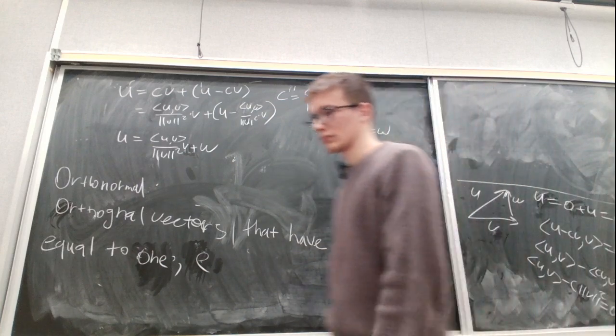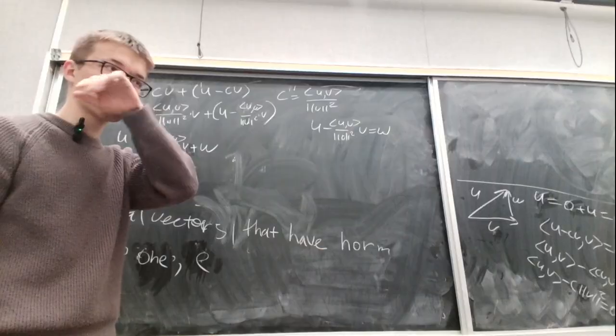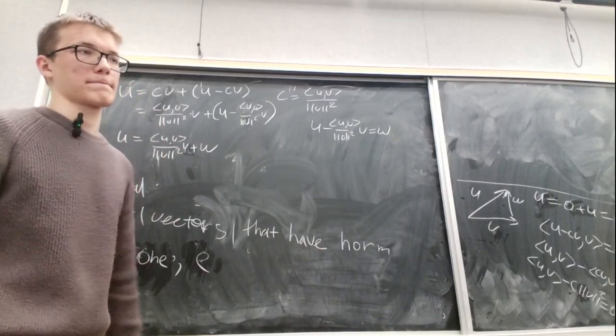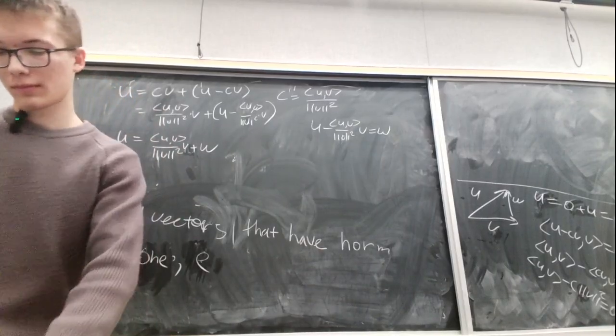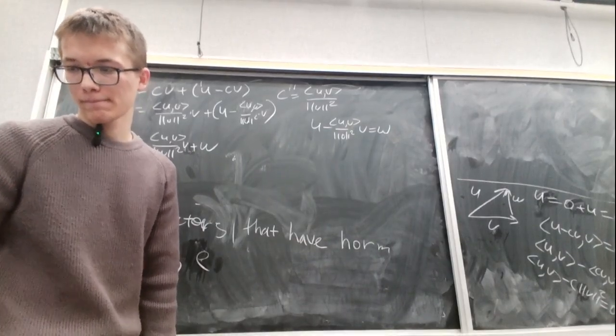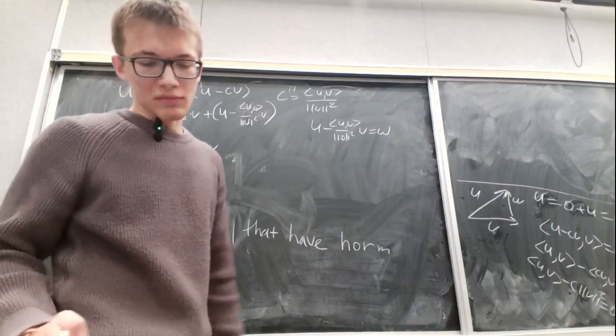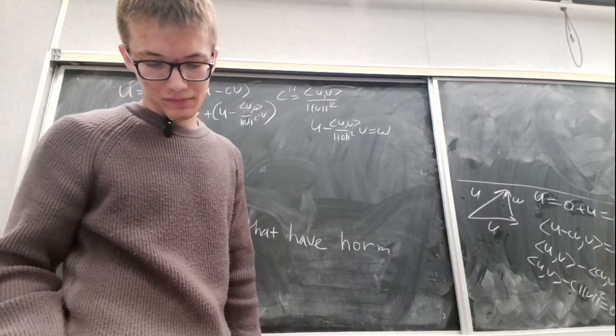These are just your XYZ axes, but not necessarily. If I took E1, E2, E3, that is an example of an orthonormal set. But I could always rotate it into whatever and get a different orthonormal set.